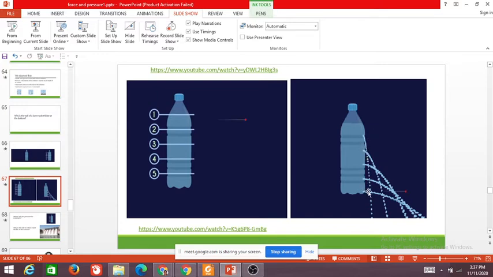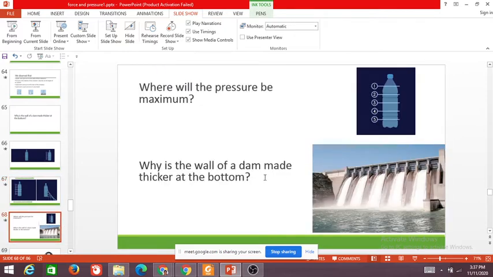So I have four holes here, and at the first hole, the water is flowing downwards. The second one, it's going further away. And look at the last one, it's going even farther. The speed of the water was high at the bottom. So it meant that the pressure of the water at the bottom is very high compared to the pressure at the top layers. Okay. Now, this is the dam. So dams are made thicker at the bottom to withstand the pressure of all this water in the top layers. So pressure will be maximum at the bottom.